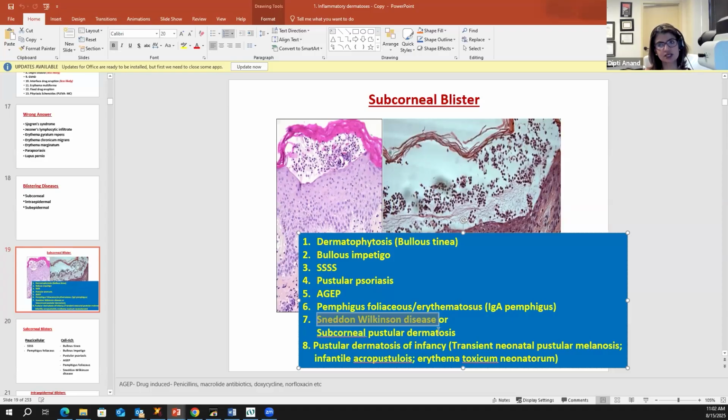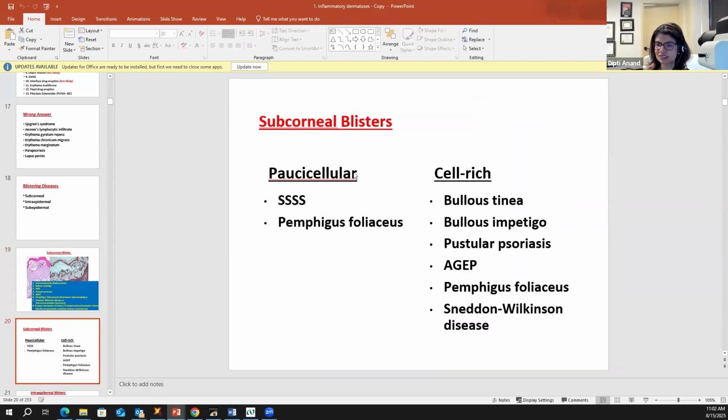Now, the other way to think about a subcorneal blister, and again, you may want to write this down, is: is it cell poor or is it cell rich? So this is the long way of learning it, which you need to learn. But then quickly, when you are seeing under the microscope and you see a subcorneal blister, you see whether it is cell poor or cell rich. So is it paucicellular or is it cell rich? If it is cell poor, the only 2 things you can be dealing with are staphylococcal scalded skin syndrome and pemphigus foliaceus. If it is cell rich, then it's all the other diseases.